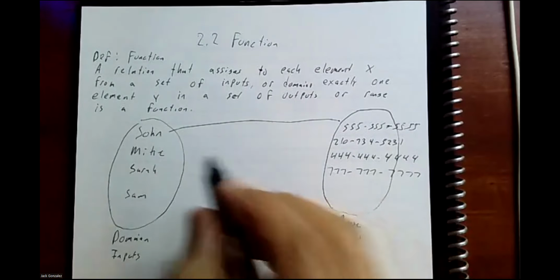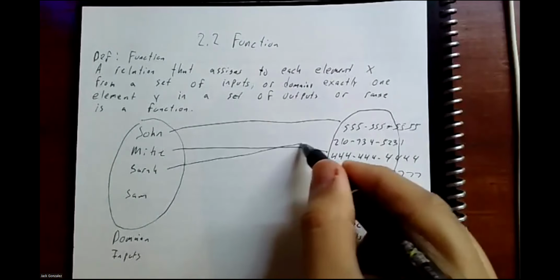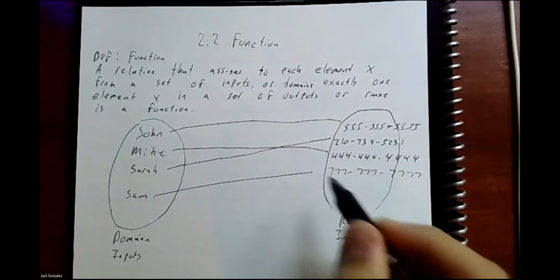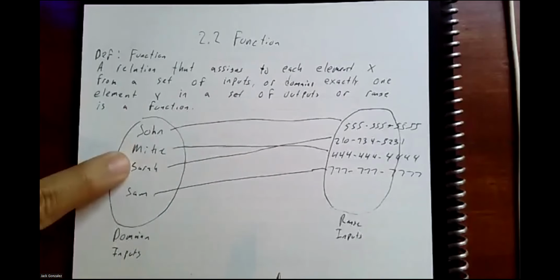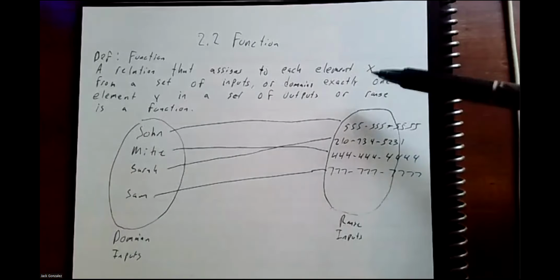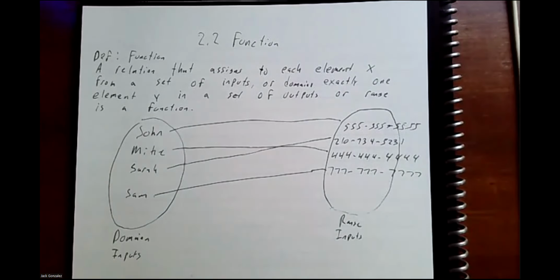That's all this is. John has that number, Mike has this number, Sarah has that number, Sam has this number. So you see how every single input has only one output. That is basically what this paragraph is saying here. Just visually, does that make sense?